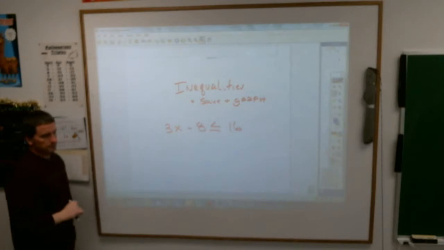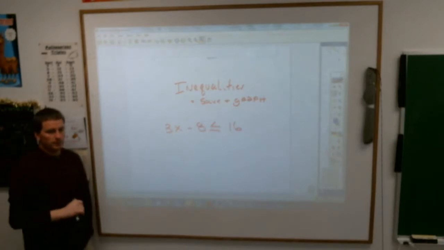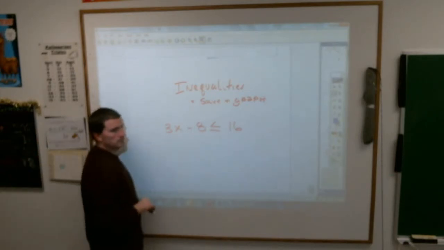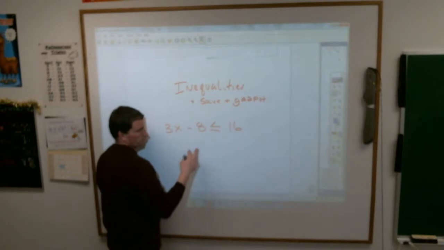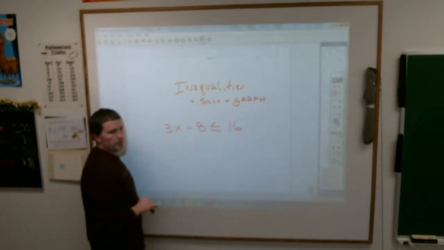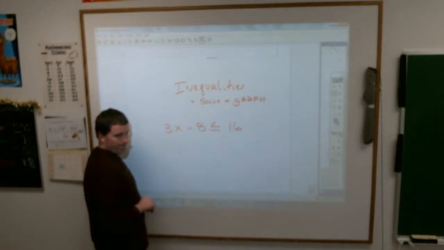Does anybody know? First thing we have to do is solve it. How do I solve it? Evan? You can make the inequality sign into the equal sign and then you can solve it just like an equation. How do I solve this if it was an equation? Christine, first thing I would do is? Make the x by itself. And how do I do that? First thing I would do is?